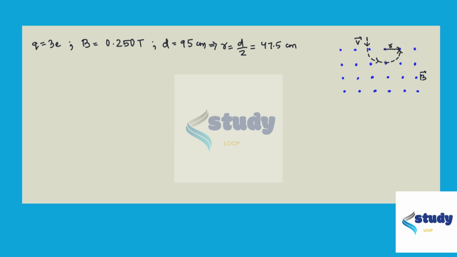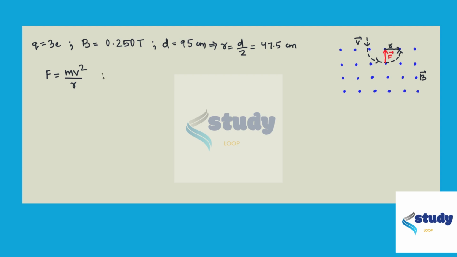In a circle or in an arc of a circle, the force is always perpendicular to the tangential velocity and is always towards the center of the circle. The value of the force is given by m v squared over r, where r is the radius of this semicircle.